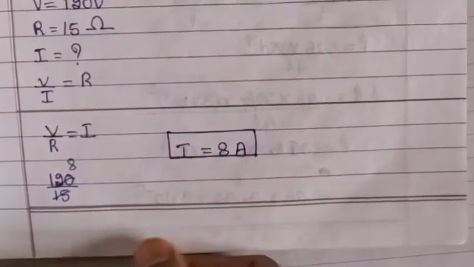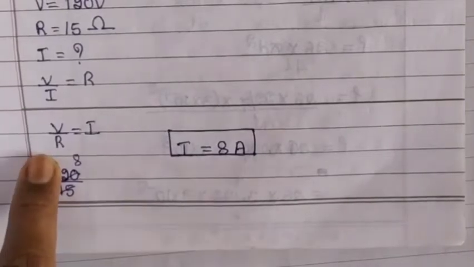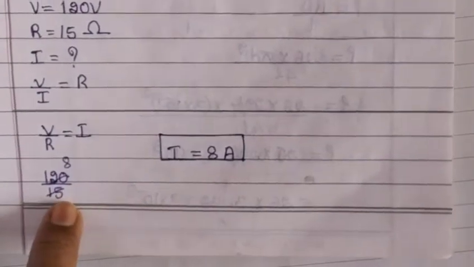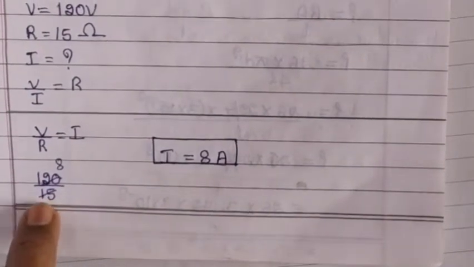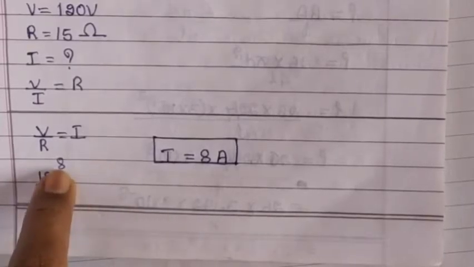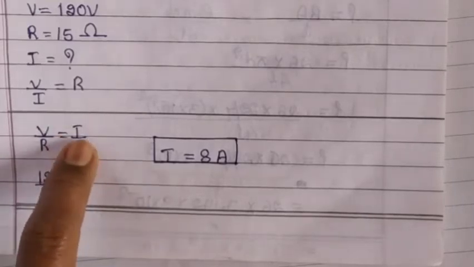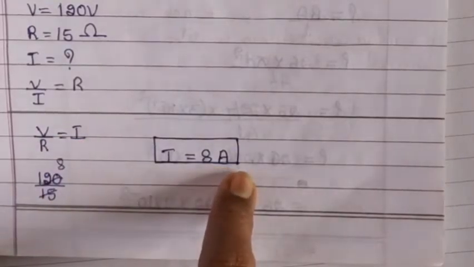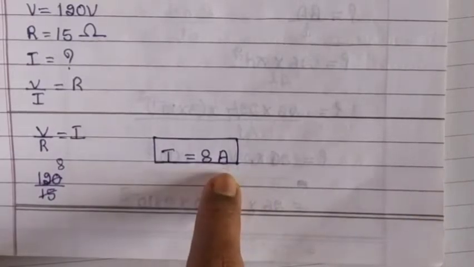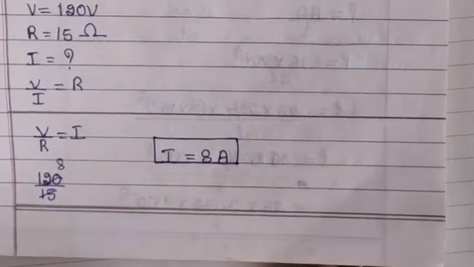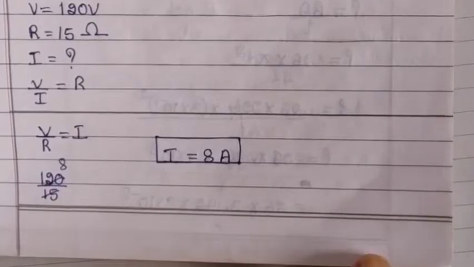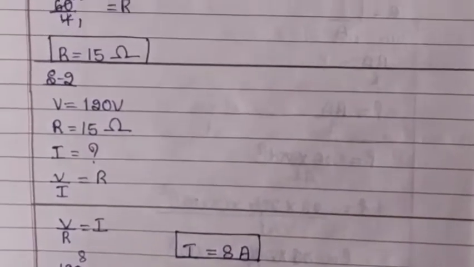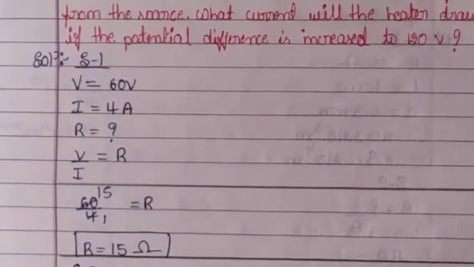Now substitute the values of V and R. V is 120 and R is 15. 15 eights are 120. I takes the value how much? I is equal to 8 ampere. This amount of current will be drawn by the electric heater when the potential difference is increased to 120 volts.